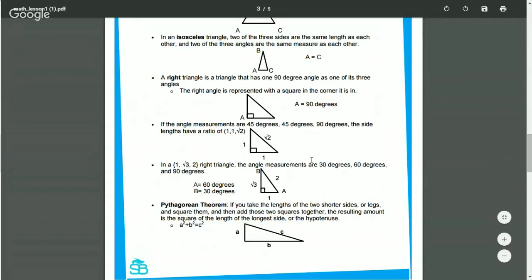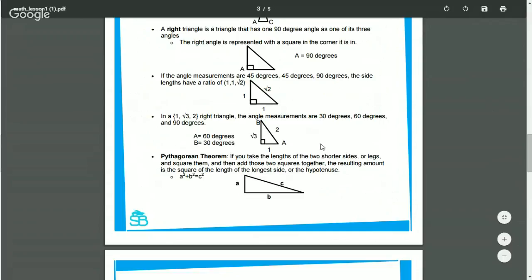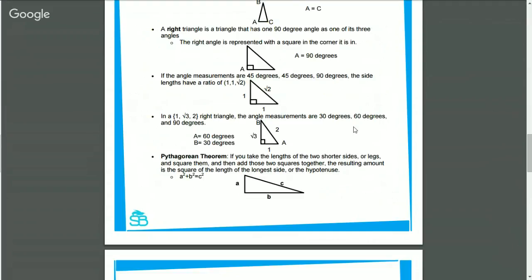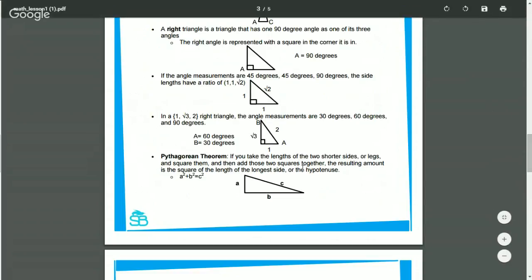And now in the Pythagorean theorem, if you take the two lengths of the shorter sides or legs and square them, and then add those two squares together, the resulting amount is the square of the length of the longest side, or the hypotenuse. So the longest side in a right triangle is always the hypotenuse. So an example would be, above, we have 1 squared plus square root of 3 squared is 4. And then we just square root 4 and we get 2.